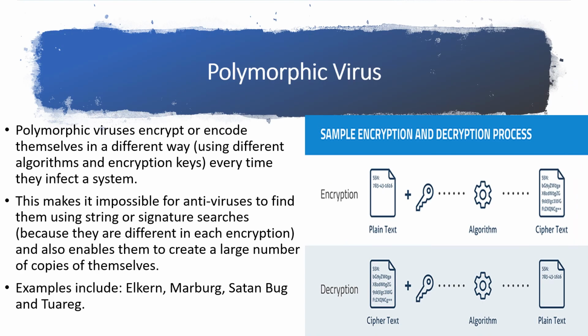So the last one is polymorphic virus. Polymorphic viruses encrypt or encode themselves in a different way every time they infect a system. Encryption means a plain text is converted into ciphertext. This makes it impossible for antiviruses to find them using string or signature searches, because the working of an antivirus is based on the existing virus signature, and it also enables them to create a large number of copies. Some examples include Elkern, Marburg, Satanbug, etc.